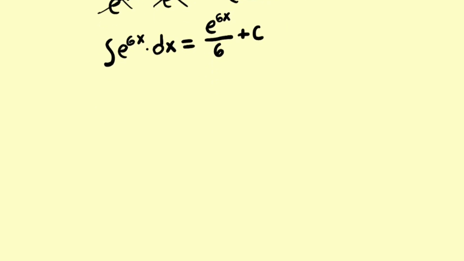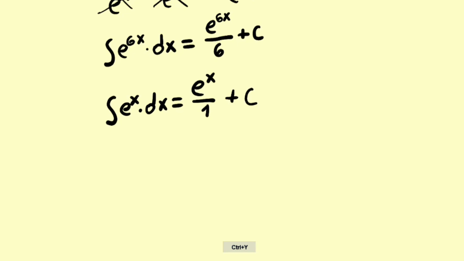So, what about e to the x? It's going to be e to the x, divided by the derivative of x, which is 1, plus c. So, the antiderivative of e to the x stays the same. It's just e to the x.